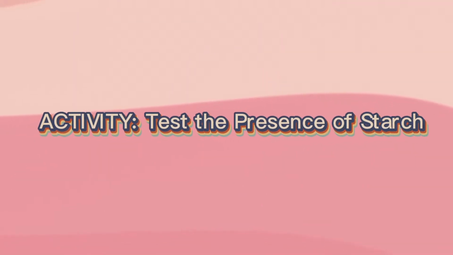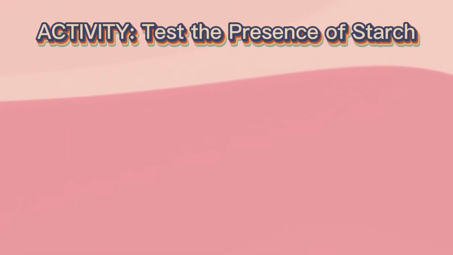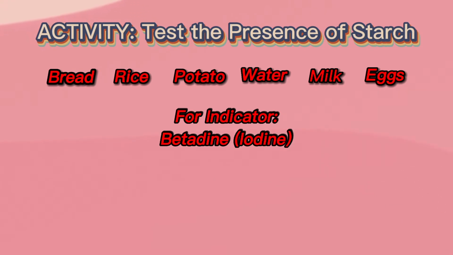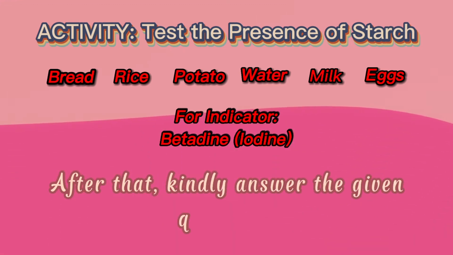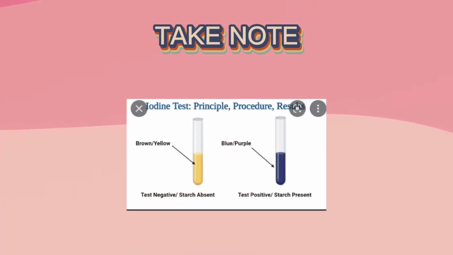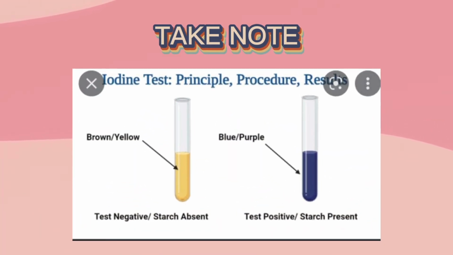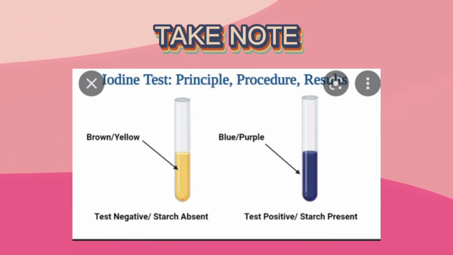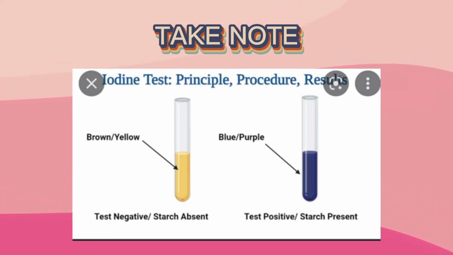For your activity, test the presence of starch in the following food samples: bread, rice, potato, water, milk, and eggs. We will use iodine solution or betadine as indicator. And after that, kindly answer the given questions. Take note that in the iodine test, a positive result will produce a color change ranging from violet to black. It means that there is the presence of starch. While for a negative result, the color yellow doesn't change, which means there is no presence of starch.